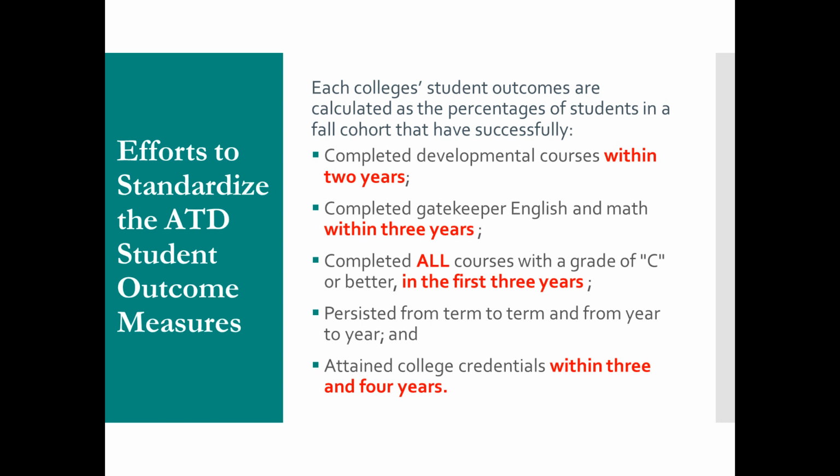So each college student outcomes are calculated as the percentage of students in a fall cohort that have successfully completed developmental courses within 2 years, completed Gatekeeper English and Math within 3 years, completed all courses with a grade C or better in the first 3 years, persisted from term to term and from year to year, and attained college credentials within 3 and 4 years.